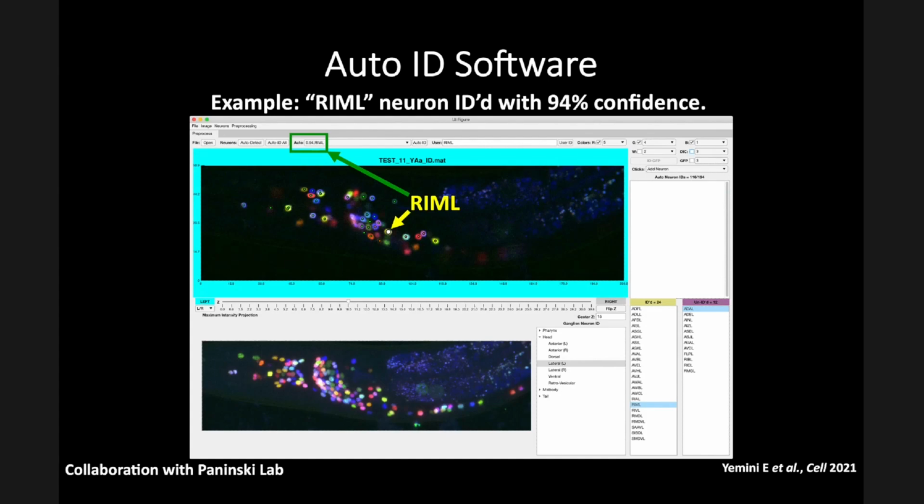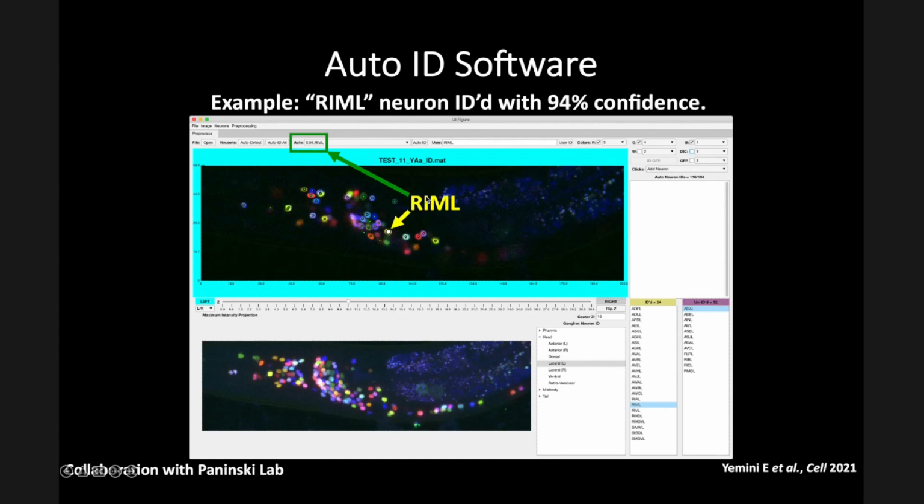But the Paninski lab here, we built together with them basically the software that automatically detects and IDs neurons in the worm, right? So you might say, okay, well, 190 neurons, that's a lot of neurons to go through, and then 21 heads, that's really a lot. And then add the tails, that's a lot of work. So we built this software here, and you just input images of the head or the tail of the worm, and it detects the neurons, and then it identifies them and gives some probability for its different IDs.